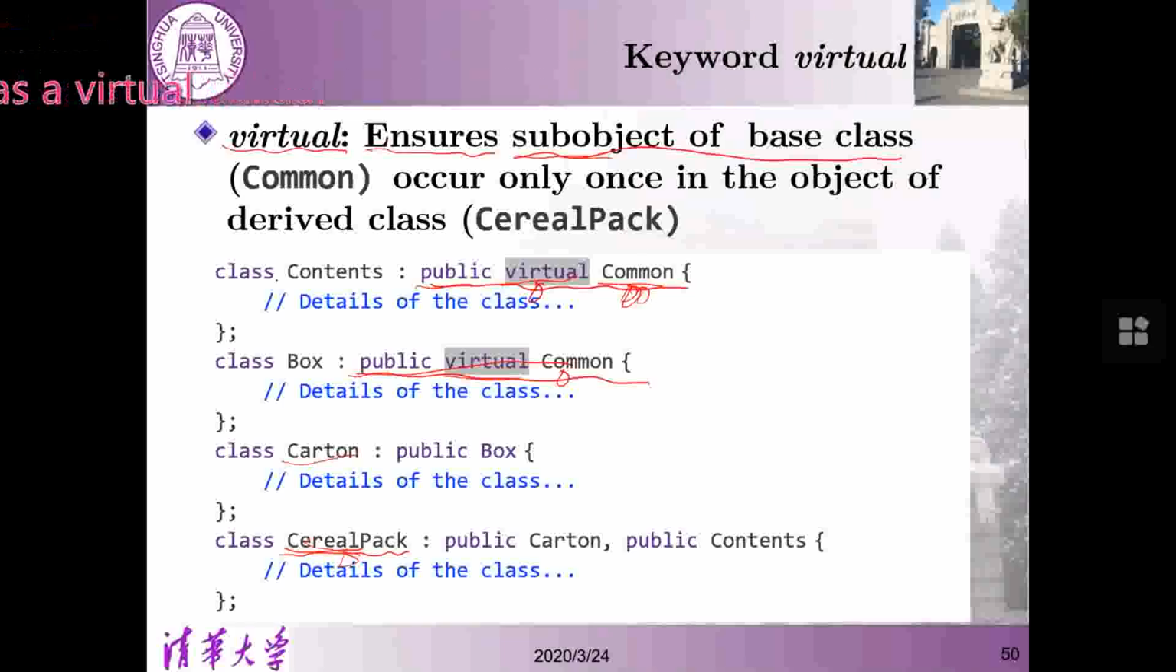Yes, for this virtual keyword, we will learn this later. Actually, this keyword is for polymorphism. This is a very important keyword, right? We will learn this later. So this keyword, virtual, can be used to solve this diamond inheritance problem. It is also a keyword for polymorphism.